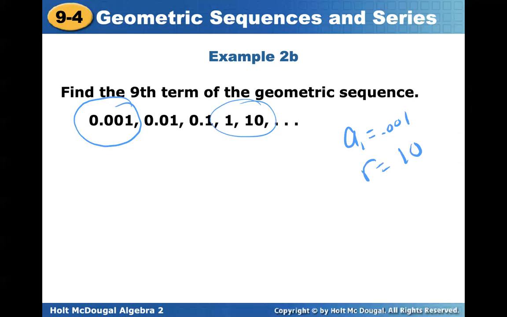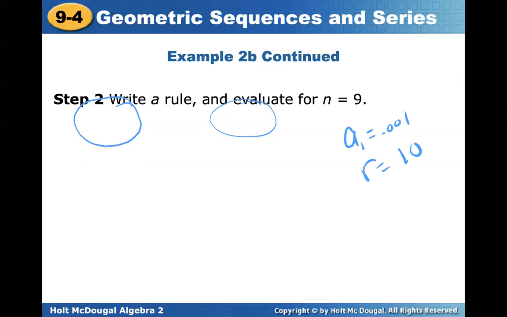All right. So we should be able to write our rule. Now, once again, they took the 2nd divided by the 1st. Doesn't matter which way you find it. Okay, just have to take a term divided by the previous term to find the ratio. And if we know the first term is 0.001 and the ratio is 10, we're just going to basically plug those in to our general form.